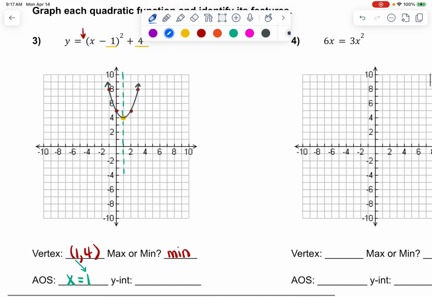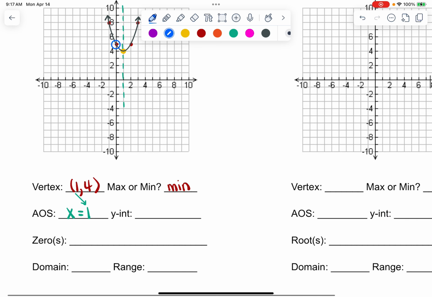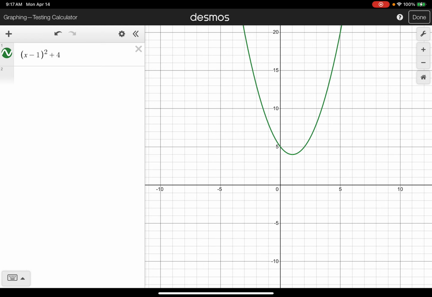Let's see, our y-intercept is where it crosses the y-axis, so that looks like it is at 0, 5. And again, you can go to Desmos, and you can just click on the y-intercept there. You can also click on the vertex, right? It'll tell you what those special points are that are on the parabola. Okay.